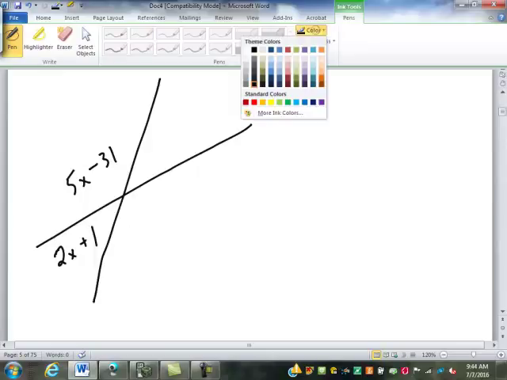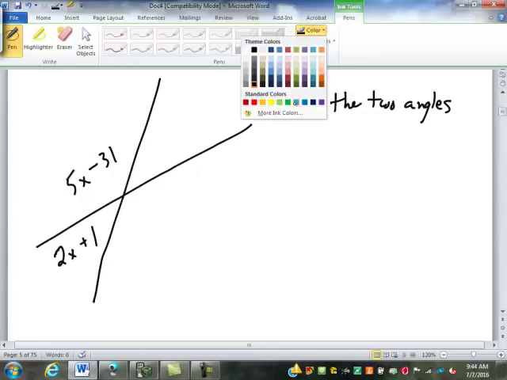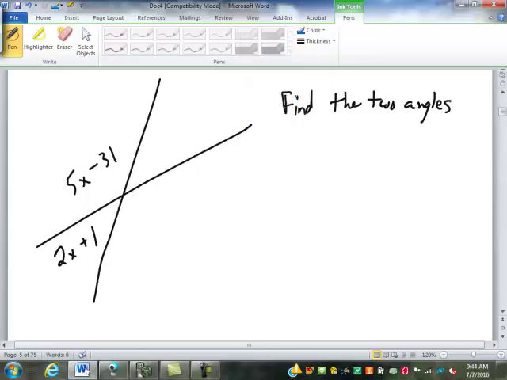I want to find the two angles. This one we did about a week ago. I want to see what you remember from it. Give her a shot. But what's the relationship between those two angles?